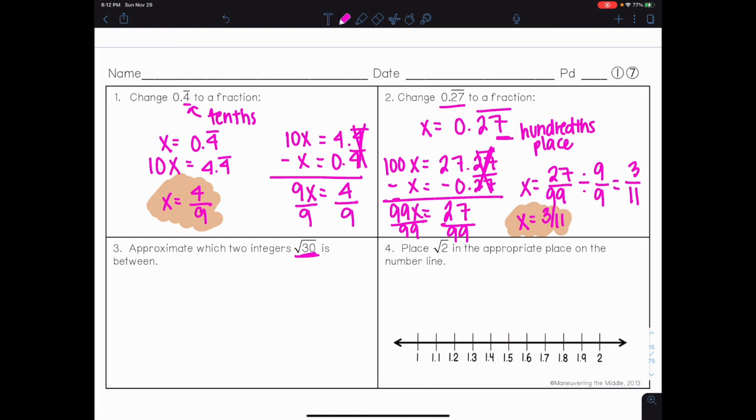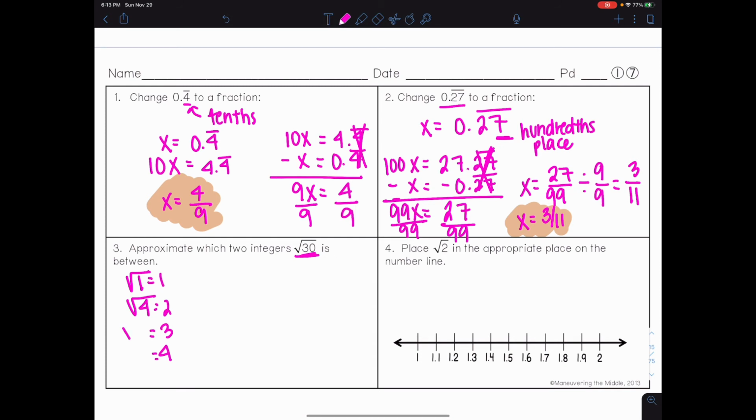Approximate which two integers the square root of 30 is between. So we'll need to talk about the perfect squares now. So the square root of 1 is 1. The square root of 4 is 2. Then I have 3, 4.